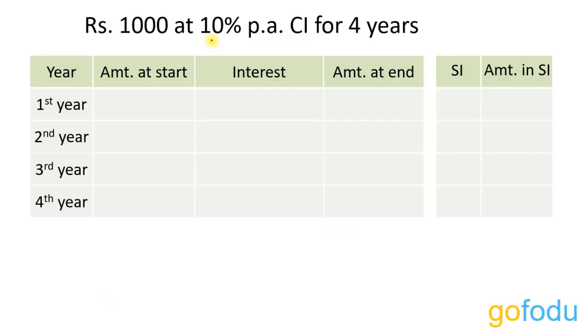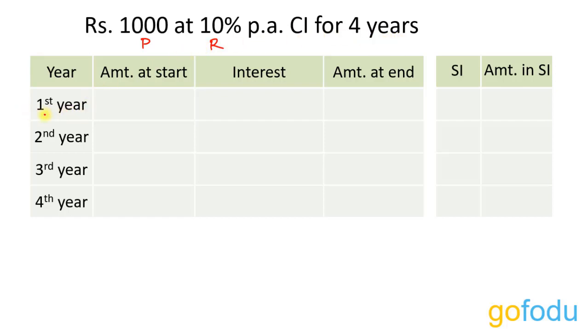Hello, this video is all about compound interest or CI. So this is the principal given to us. Rate of interest is 10% and we have to calculate compound interest for 4 years. So in CI, we calculate interest on the principal for a period.